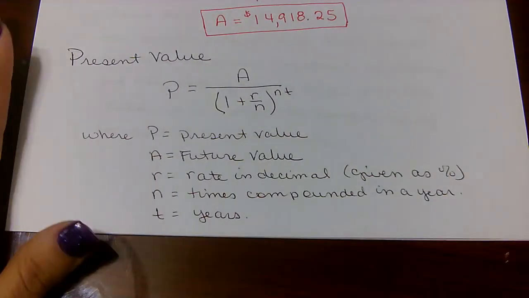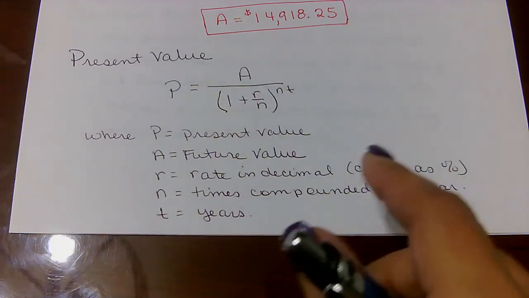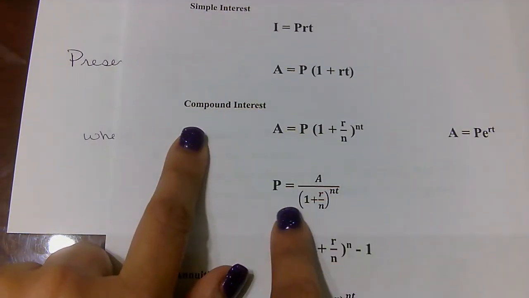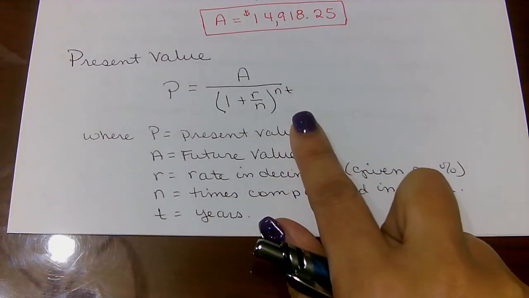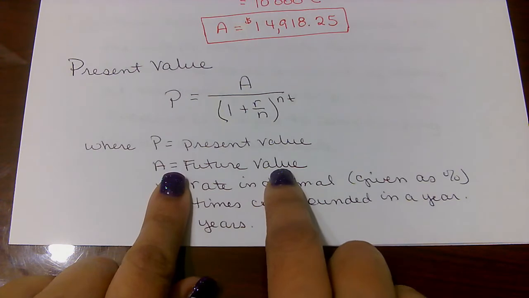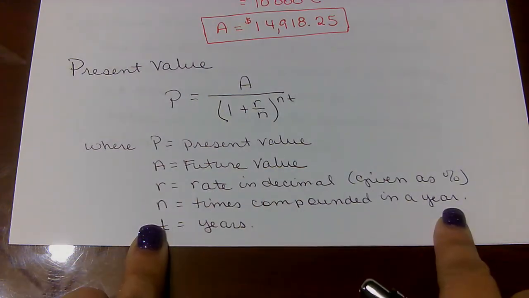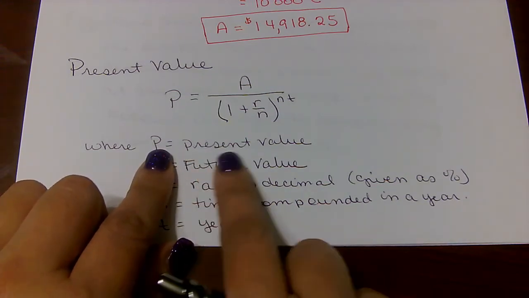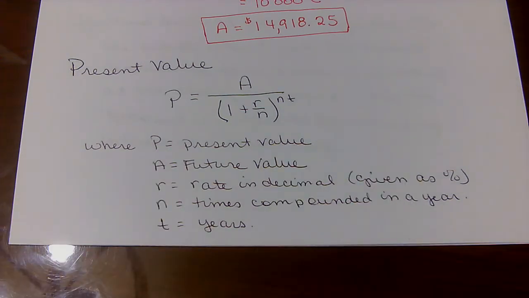The next section is over present value. This is our formula for our present value. If you look on your compound interest, it's going to be the very next equation going down. Present value means that if we are given a future value and we know the interest rate and the number of compoundings a year for so many years, we can determine how much we need to put in right now. Let's look at an example.